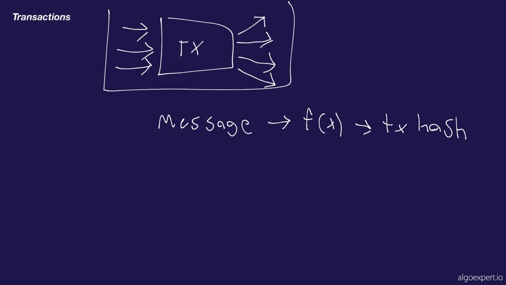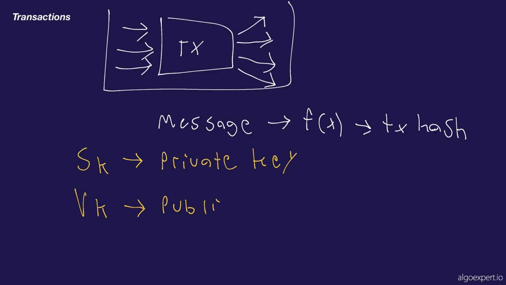Okay, so now that we have the transaction hash, what we need to do is generate a digital signature for it. Now, when we talk about digital signatures, we have two aspects. We have what's referred to as our signing key, which we can say is SK. We have our verification key, which is VK. Now, our signing key is simply our private key, okay? And that would make our verification key our public key. So we have our signing key and we have our verification key.